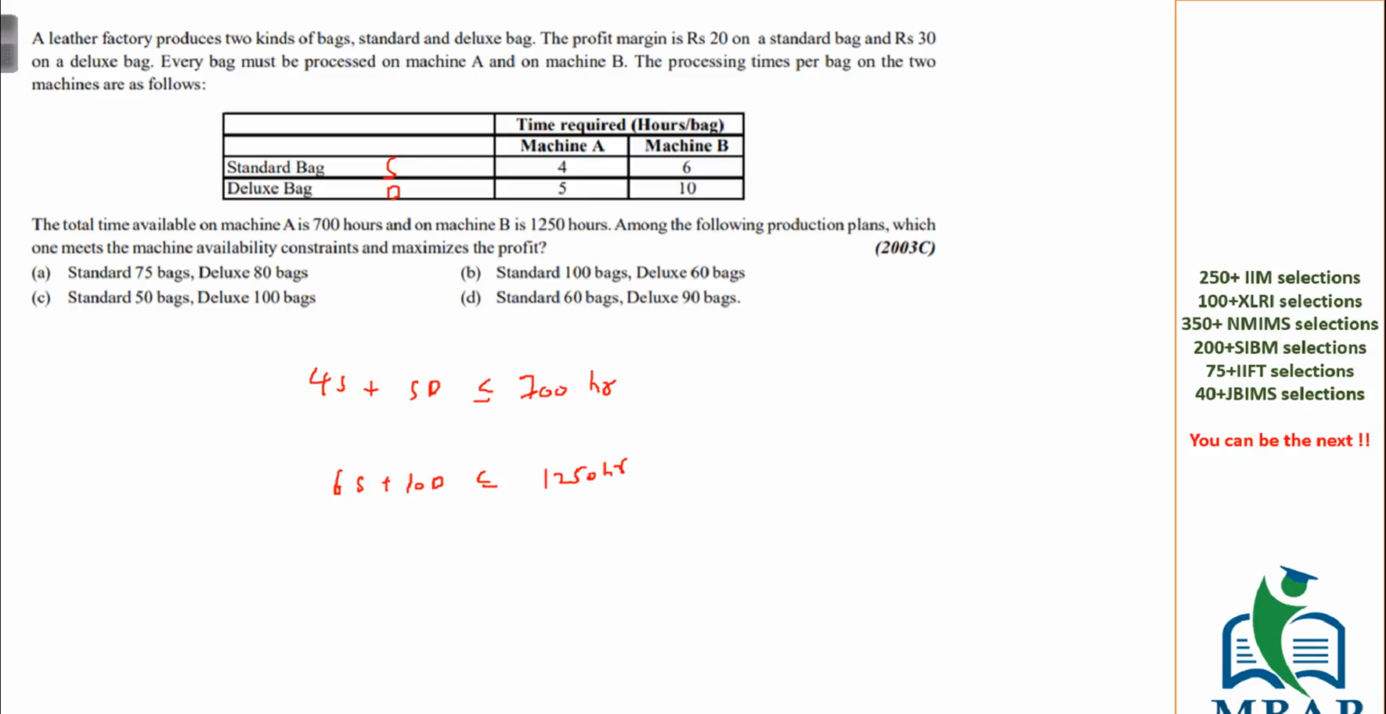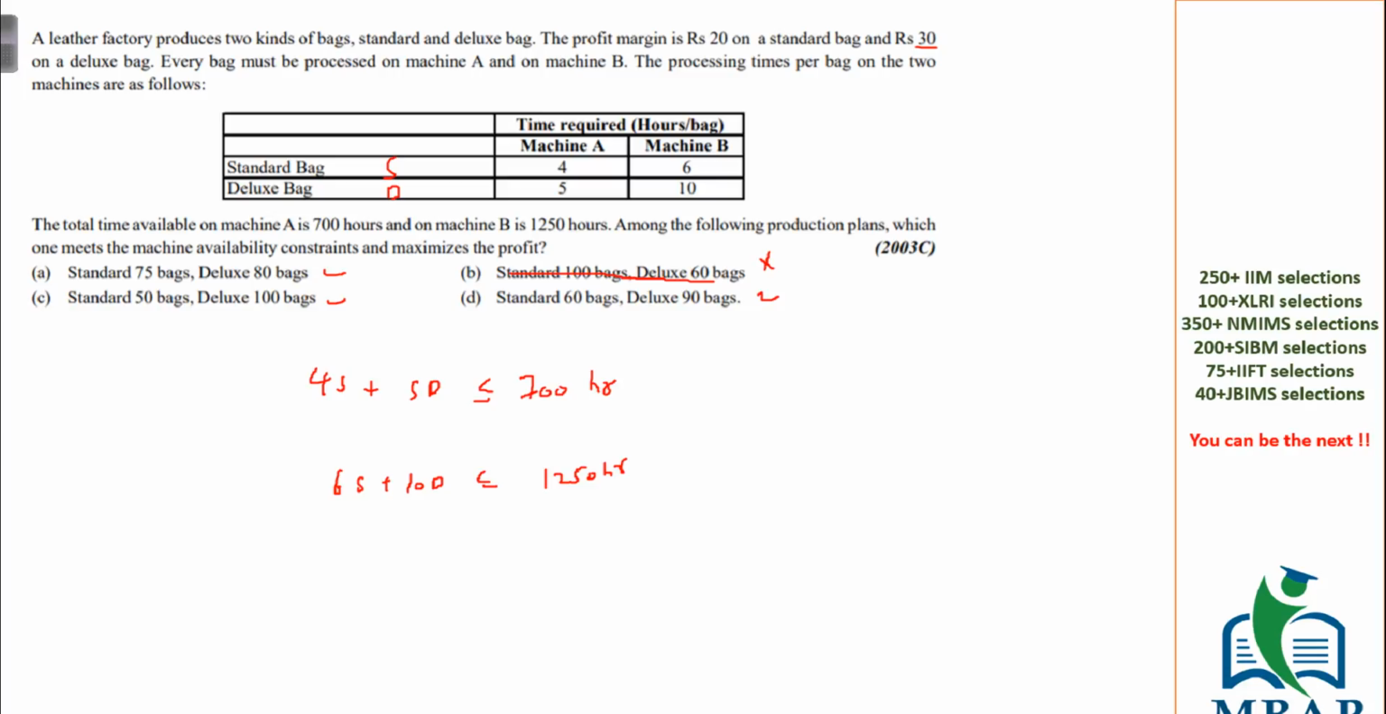Now if you look into the options really well, you know that the maximum profit is going to be churned out by the deluxe bags. So you need the deluxe bag production to be more. Option B cannot give you the answer, where you are producing more of standard and less of deluxe. So this goes out of my options. I'm left with options A, C and D.